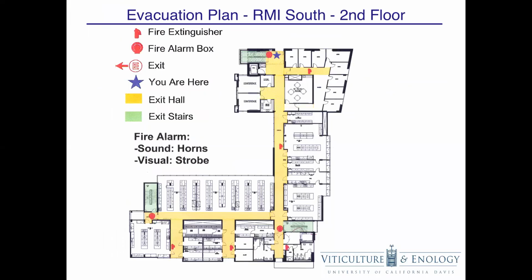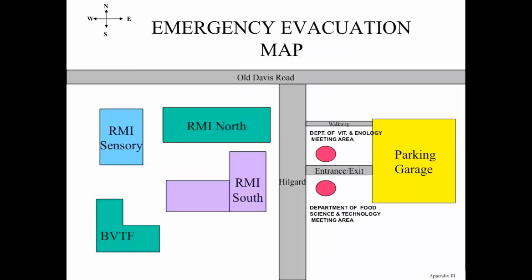Here's an example of the building evacuation plan. These are posted at the entryway to each lab and throughout the RMI buildings. This is the emergency evacuation map. This is also located at the entrance to each lab. This map is simple, but details where to meet during an emergency evacuation of the complex. Members of the Viticulture and Enology Department will meet on the left-hand side of the parking garage if you are facing the parking garage.